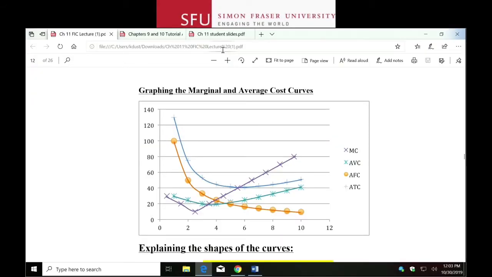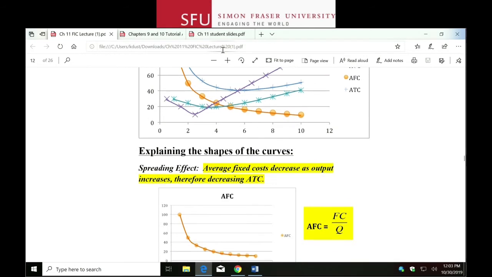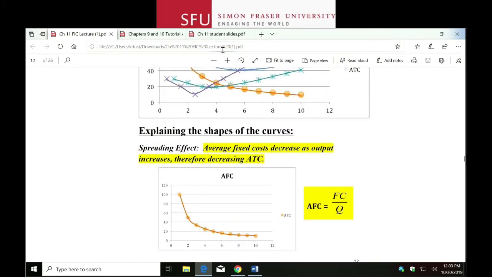All right, so first, when the spreading effect is stronger, the spreading effect is the fact that your average fixed costs are decreasing as you produce more and more. So you're getting to spread out your fixed costs.